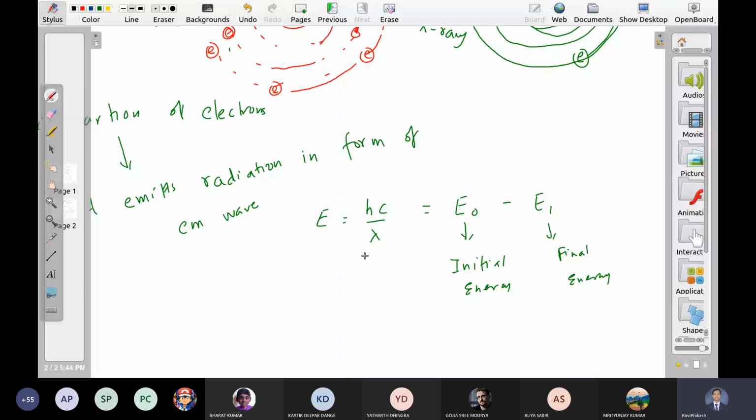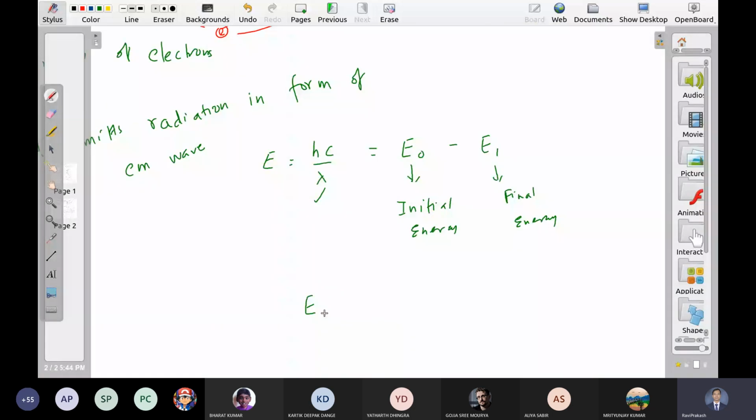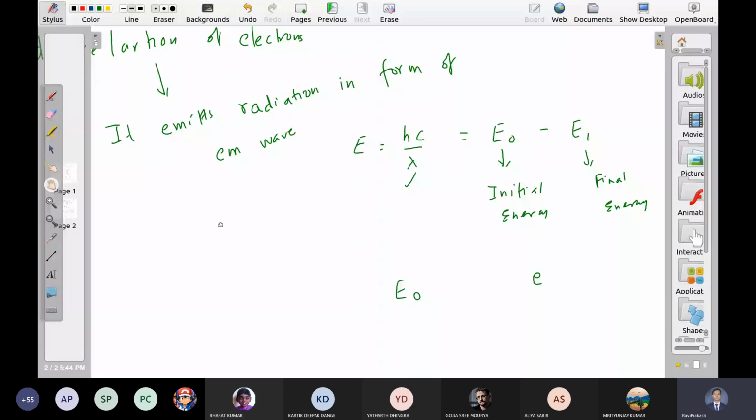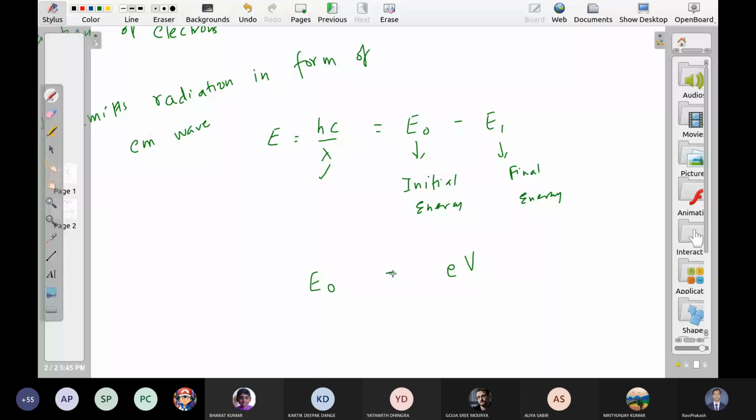E naught is fixed. E naught हमने बनाया है. How much is E naught? If we pass one electron through a potential of V volt, how much energy have we provided it? हमने उसको कितना energy दे दिया? EV. What about E1? E1 we do not know. It depends on how this electron interacts with the atom. इसके साथ कैसे interact करेगा उस पर depend करता है. So E1 can have any range. E1 की कोई भी range हो सकती है.